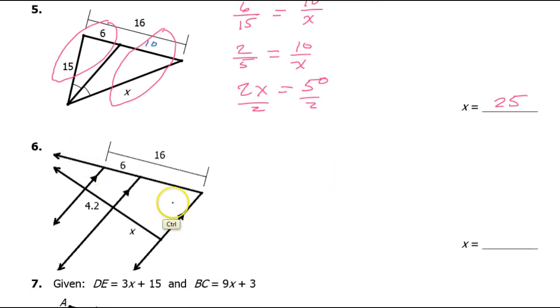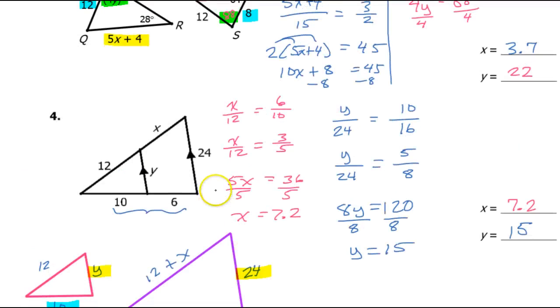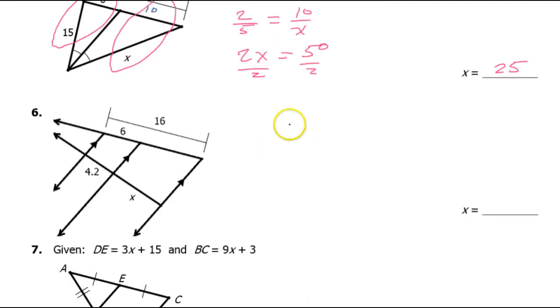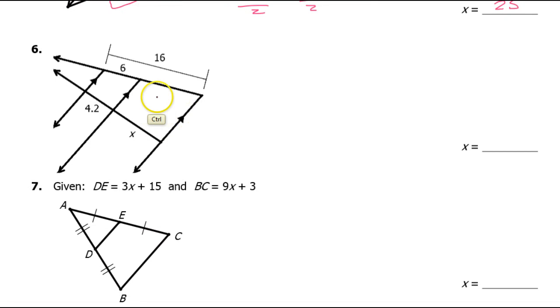Okay, now over here we have these parallel sides. We can do the side-splitter theorem, similar to the way that we found x on problem number 4. I made a fraction out of these, and I made a fraction out of these. Okay, that was the side-splitter theorem. You can do something very similar for problem number 6. But first, we need to know what this missing piece is right here. And of course, that's going to be 10, right? 16 minus 6 again.